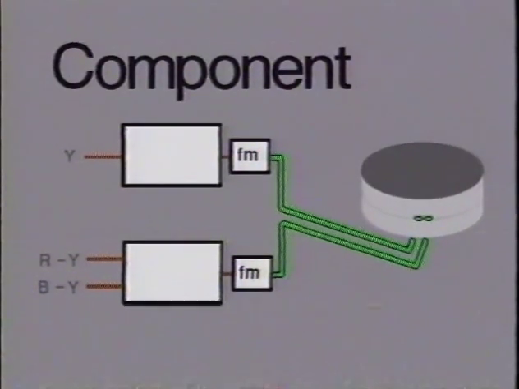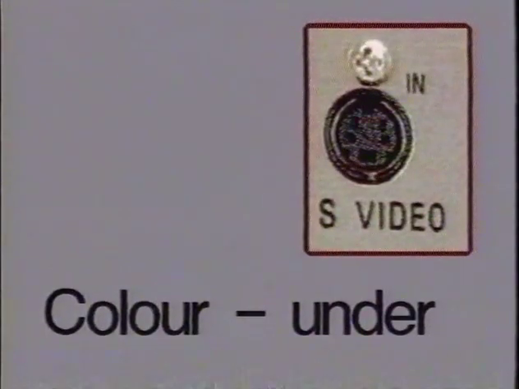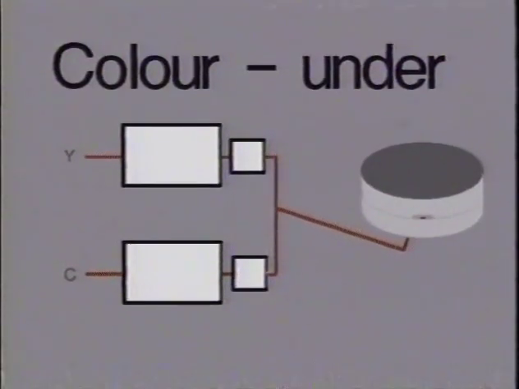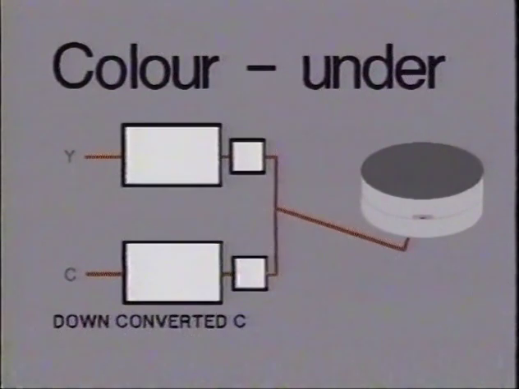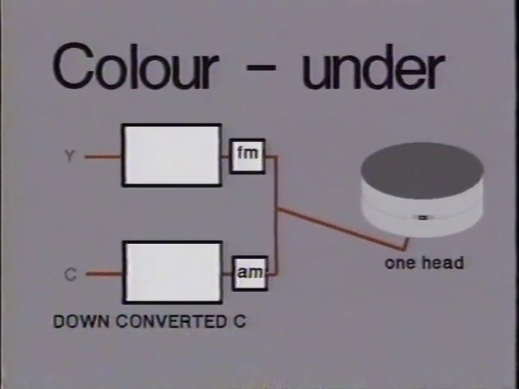It may be useful at this stage to look at an example showing a confusing use of the term component. Colour-under systems using S connectors are incorrectly referred to as component. They are basically Y and C separated, but the C is down-converted and combined as a colour-under signal in a single head for recording, so it really cannot be looked upon as a component recording system.